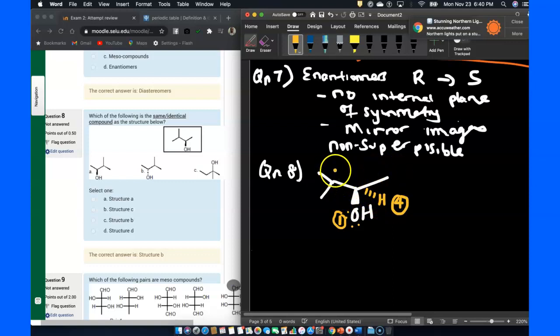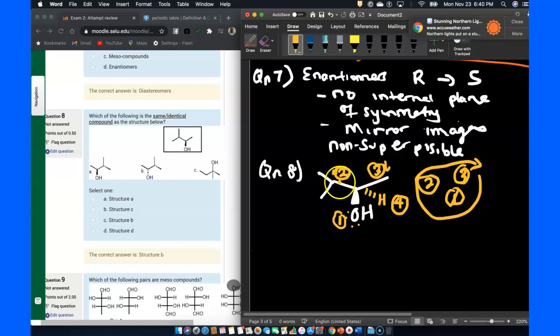Now you can see that this carbon is more substituted than that carbon. So this will be priority 2, and this will be priority 3. Focus on 1, 2, and 3. You can see we are going clockwise. So this one is an R.